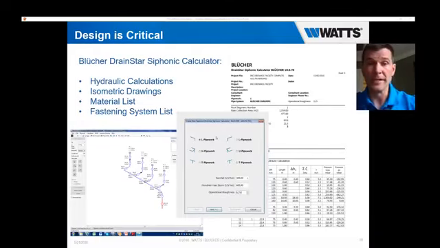So right here, the BLÜCHER DrainStar Siphonic Calculator creates and determines all the hydraulic calculations for the system, gives isometric drawings of everything, and the complete build layout: what pipe goes where, what drain, fittings, and when you need to increase pipe size to balance flow rate and pressures in the system.